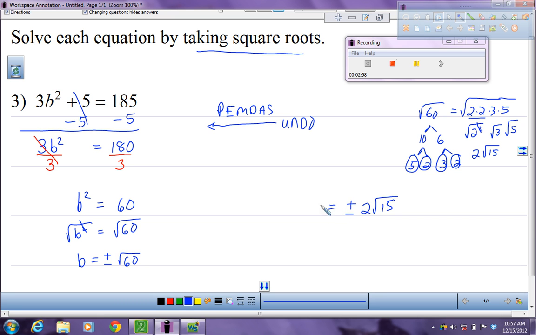Don't forget to put your plus and minus, because you have to consider both of them. And in this case, you solve for b.